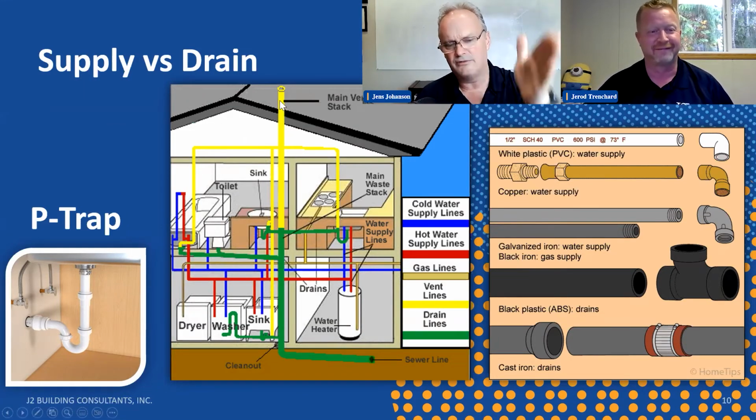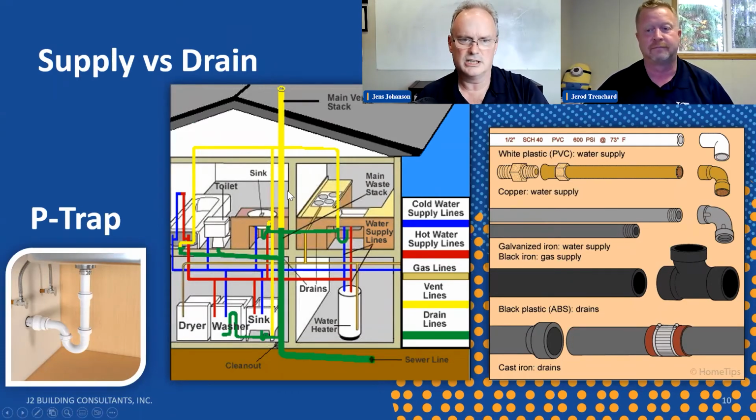The vent keeps the water from going glug, glug, glug down and allows it to flow. So your vent goes out the roof, and sometimes we'll deal with new roofing pieces there.